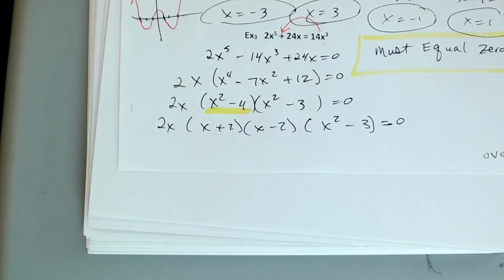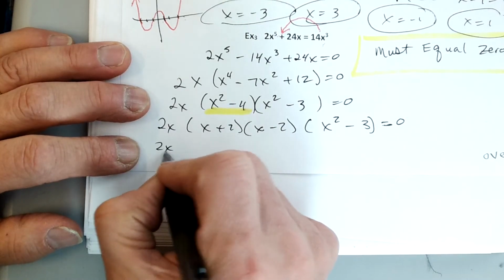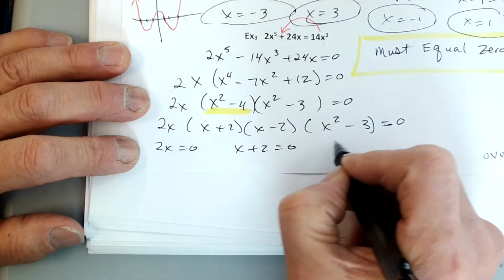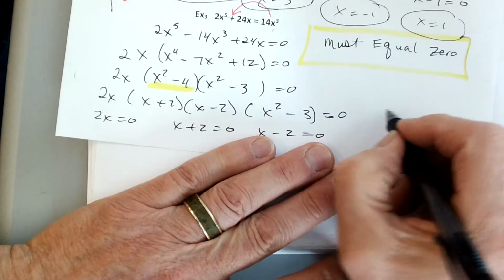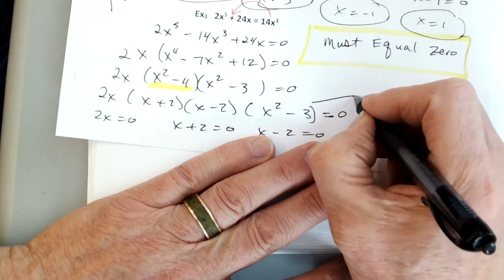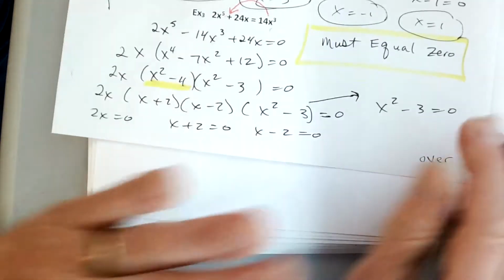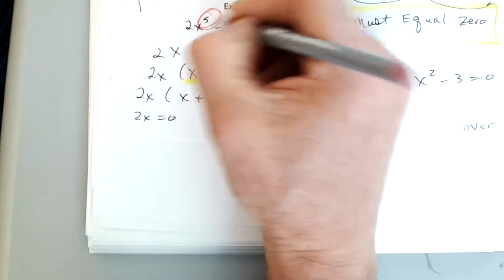All right, now, mini equations, right? So I have 2x equals 0, x plus 2 equals 0, x minus 2 equals 0, and I'm going to put x squared minus 3 equals 0 up here because I just need room to solve it. Okay? How am I doing? So the mini equation is pretty easy. I do know there's going to be 5 answers. Okay? I know 5 answers for sure.